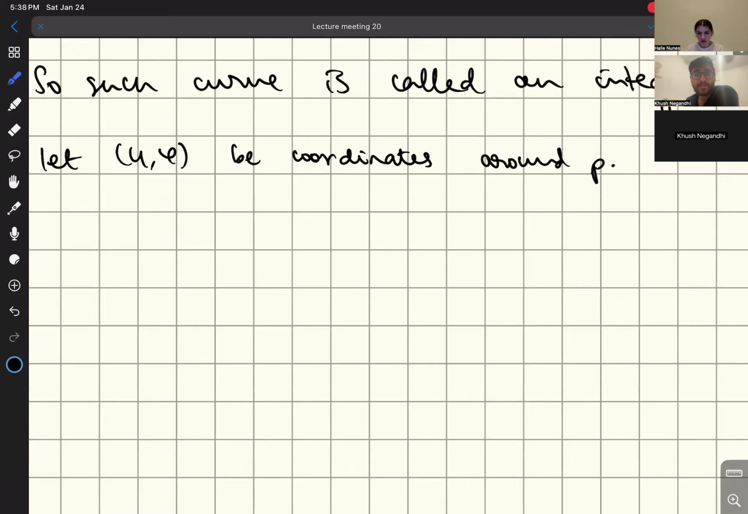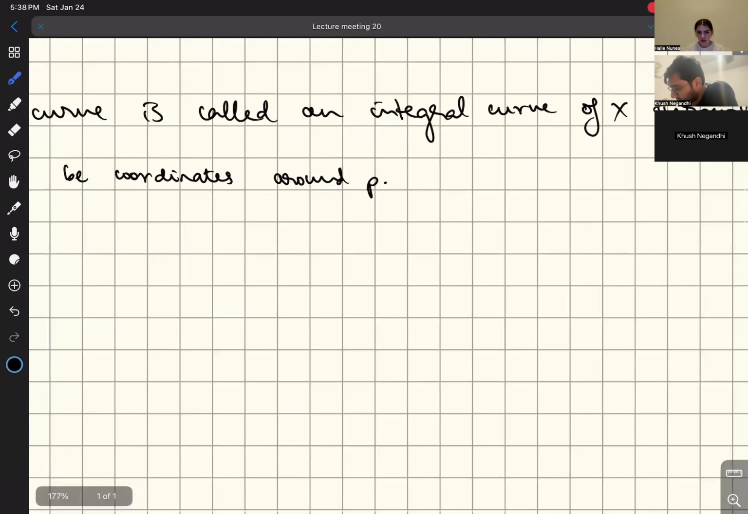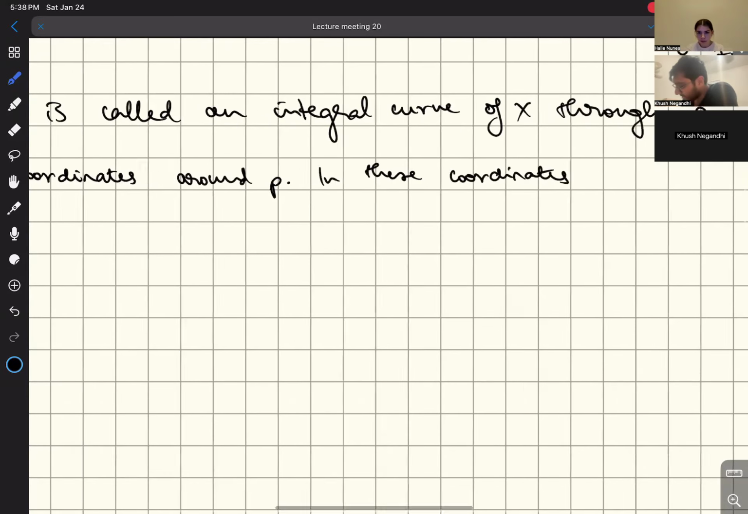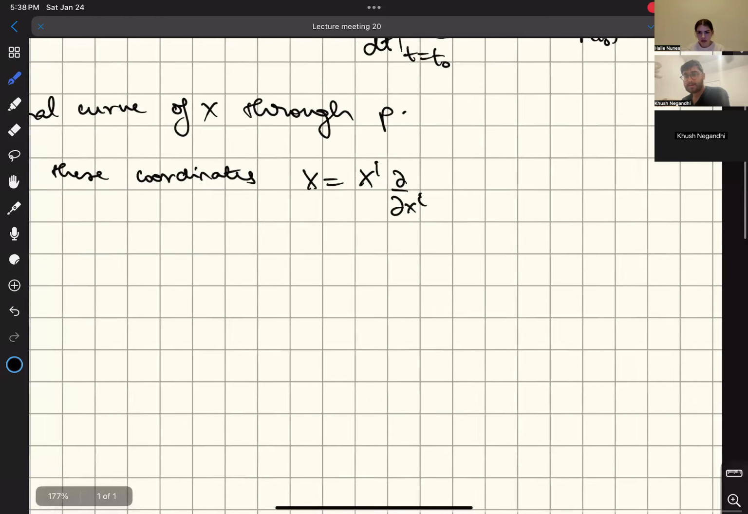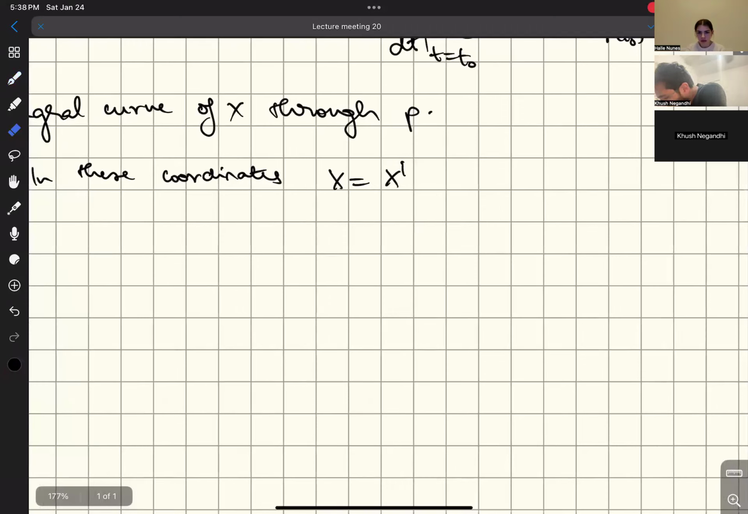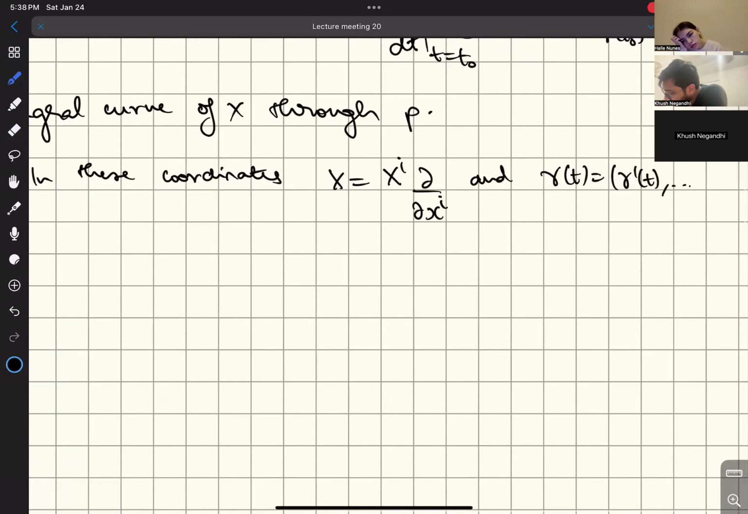Around P. Okay. And then in these coordinates, we can write the vector field X as X^i ∂/∂x^i, and gamma of t is just gamma^1 of t, and so on.